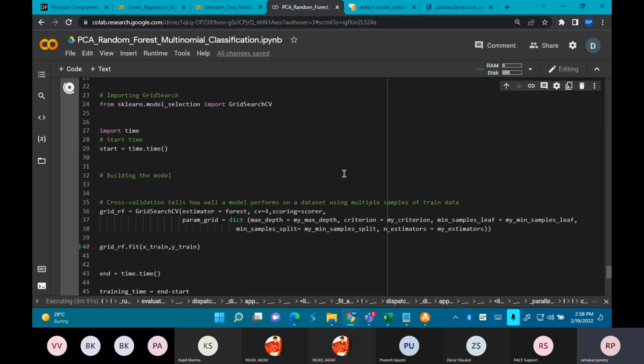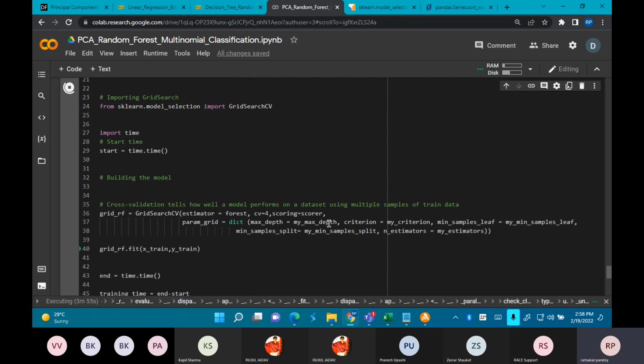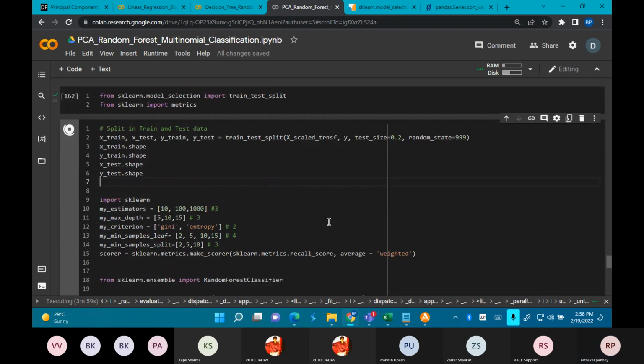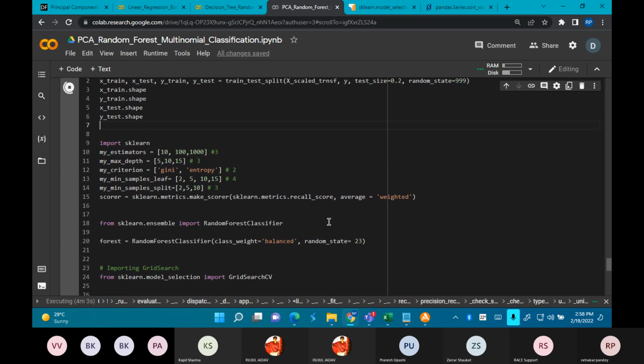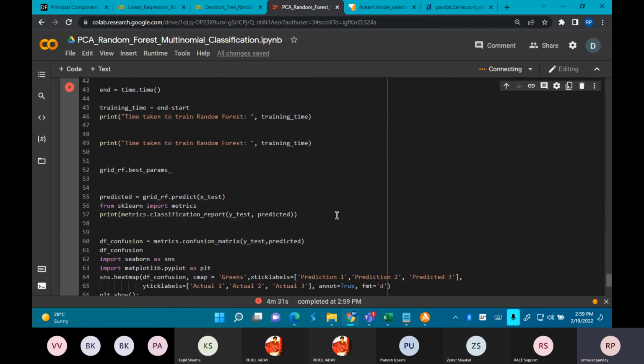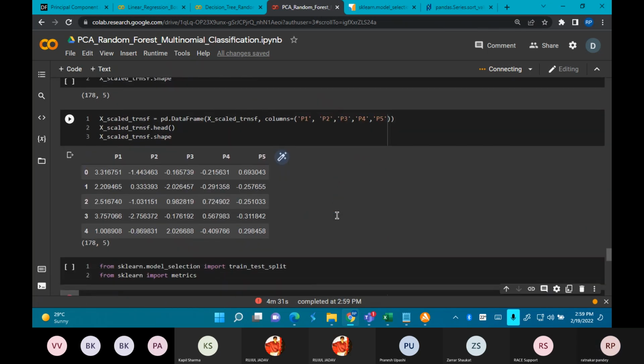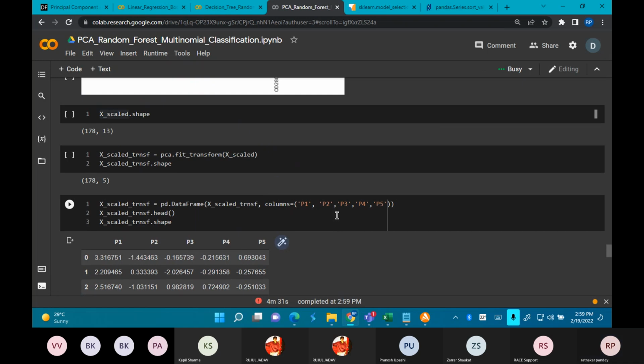Estimator? This one? Ah, okay. Ten, 100,000. Fit transform.